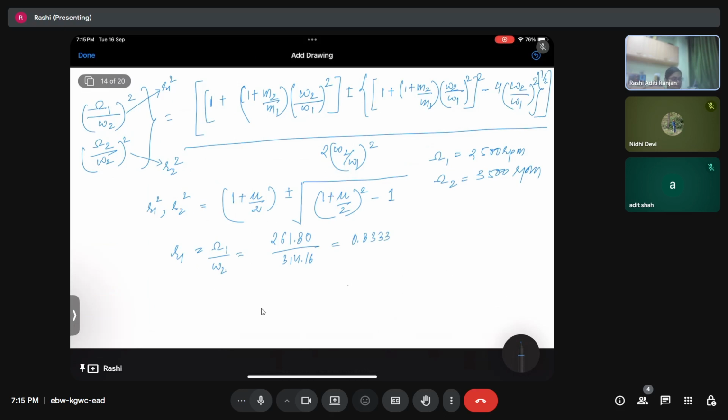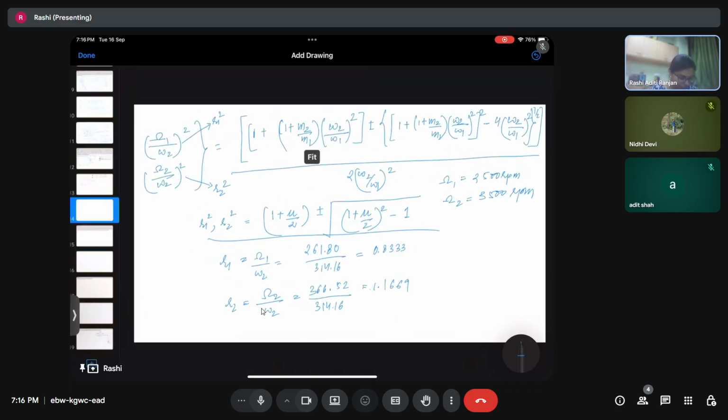Okay, and maybe first I will calculate R2 as well, which is capital omega 2 by omega 2, which is 3500. When you convert into radians per second, it will turn out to be 366.52 divided by 314.16, which is 1.1669.